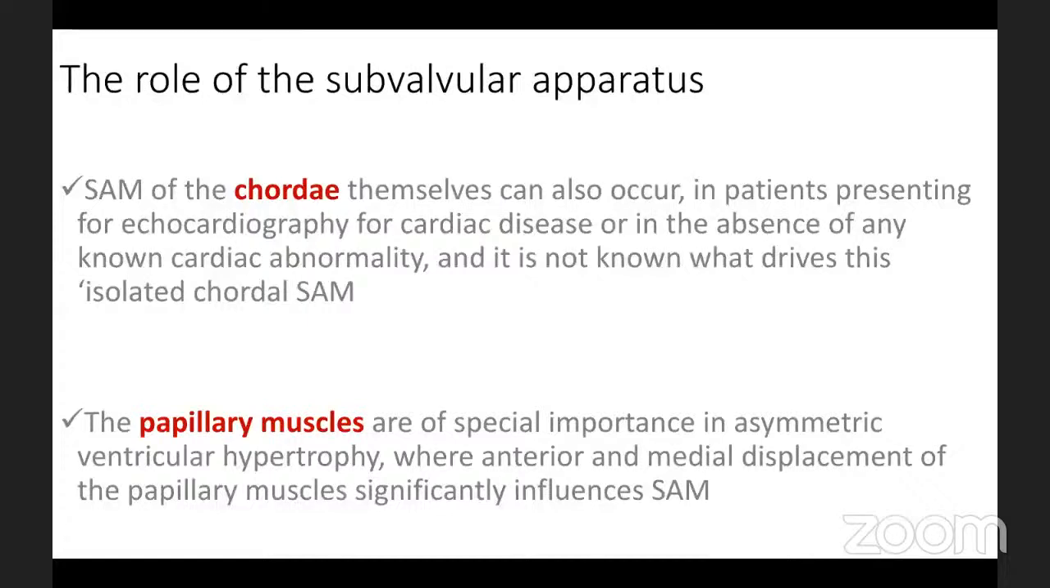SAM of the chordae themselves can also occur in patients presenting for echo for cardiac or even non-cardiac disease, and its pathology is still not fully understood. The papillary muscles have special importance in asymmetric ventricular hypertrophy, where the anterior and medial displacement of the papillary muscle significantly influences SAM.